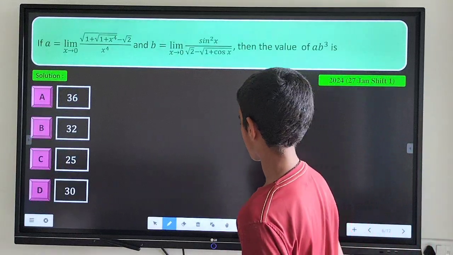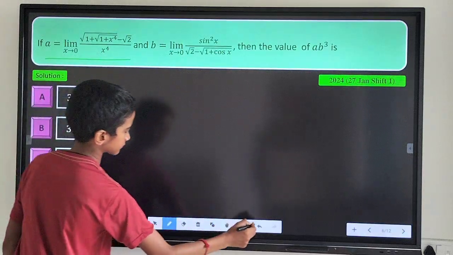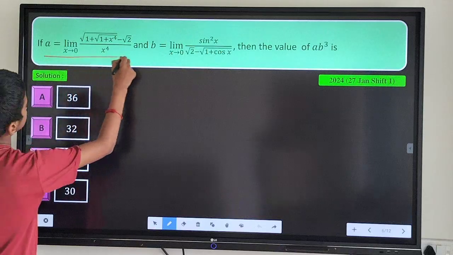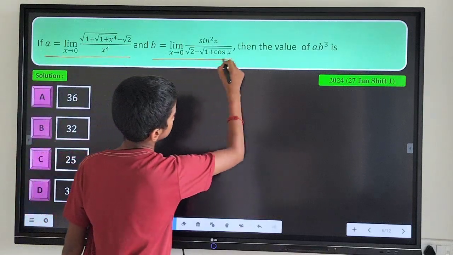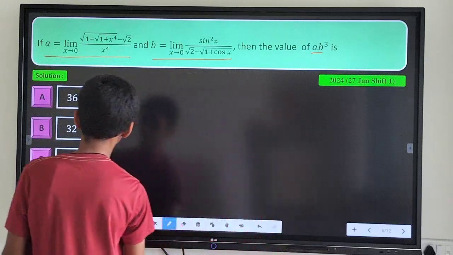So here is our next question. It says that if A is equal to this limit, and B is equal to this limit, then we have to find the value of AB cube.